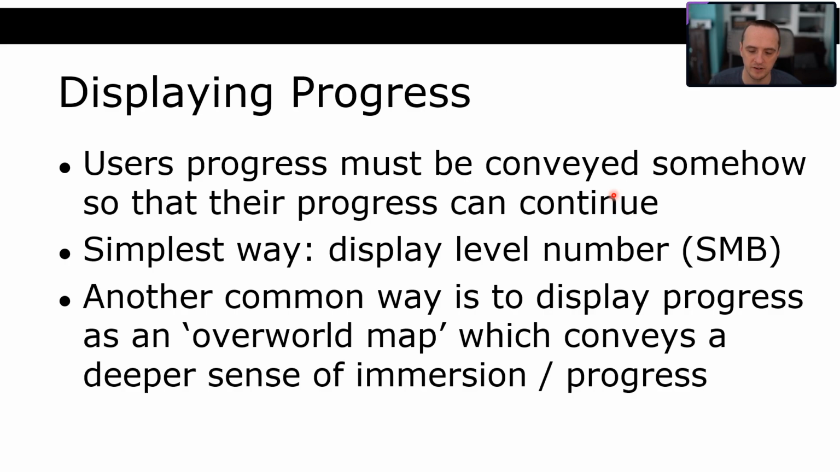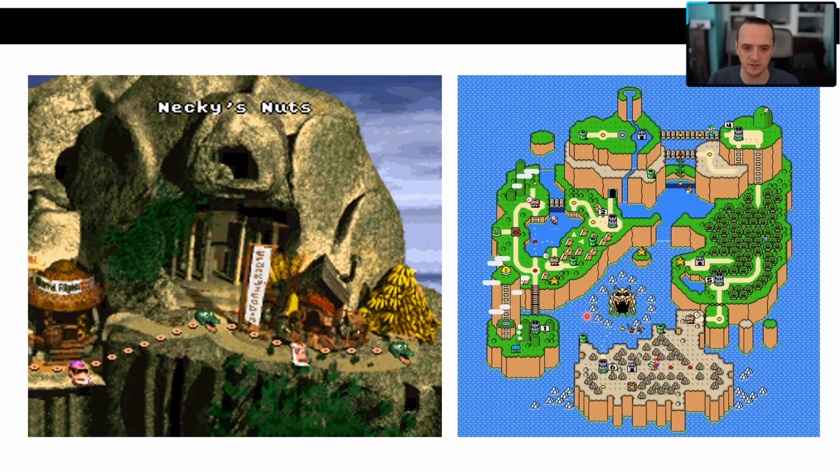Another common way to display level progress is an overworld map. The overworld map displays a deeper sense of immersion or progress, because instead of just saying, okay, my integer has increased by 1, you get this sense of adventure, like you're moving through a world, right?